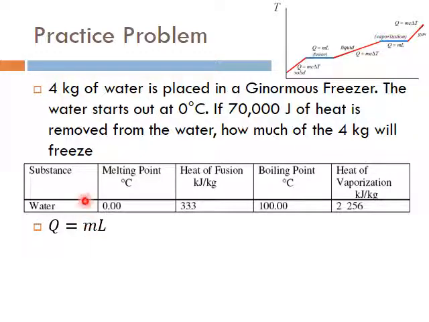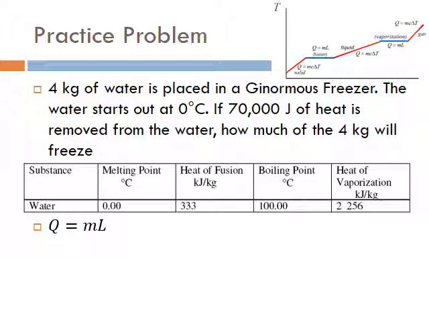And remember, this m does not represent how much mass is present. It represents how much mass underwent a phase change, so how much of it froze. We don't know how much mass was frozen. We know it starts off as 4 kilograms of water. I don't know how much of that 4 kilograms was frozen, so I'm actually solving for m. That's something that students often miss.